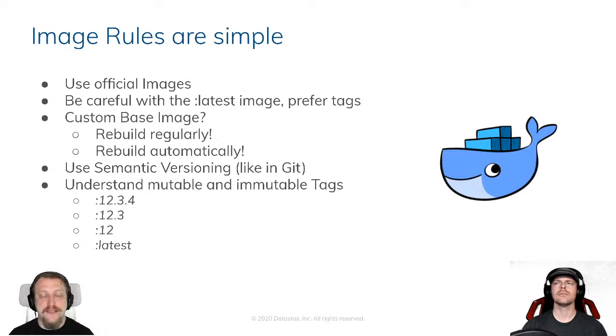If you release a new version of application, version 3.5.7, you are going to release Docker image 3.5.7. And next point, if you are using a custom base image, you have to rebuild it regularly, automatically, preferably nightly. So, what does a custom base image mean?